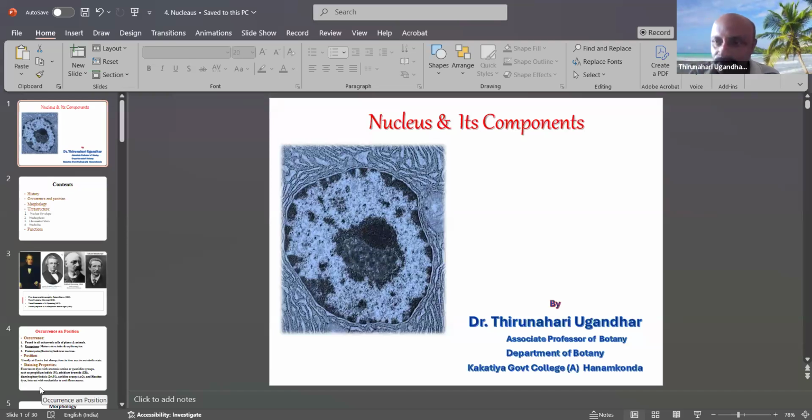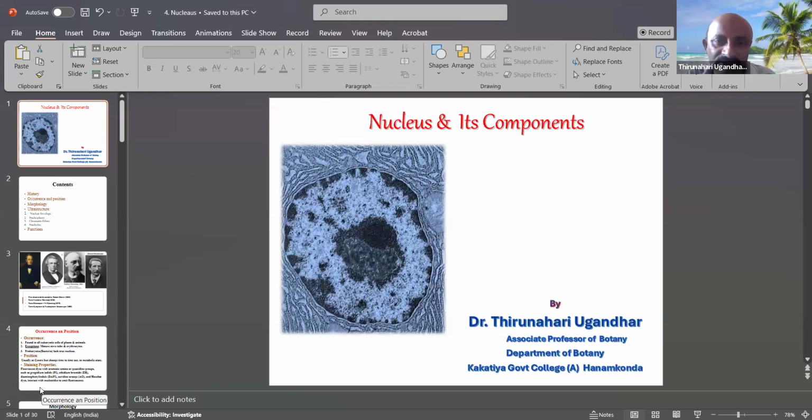So now, nucleus and its components. What is the meaning of the nucleus, and how many nuclei are there in cells? What type of nucleus? What are the functions of the nucleus? How many components, how many parts does the nucleus have?